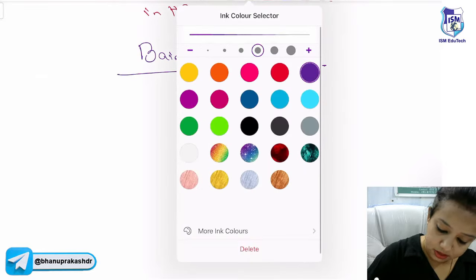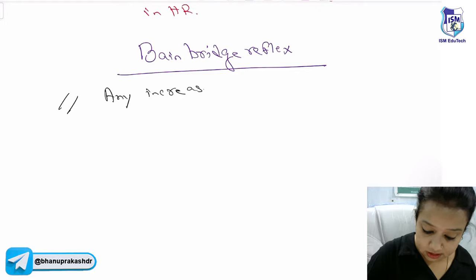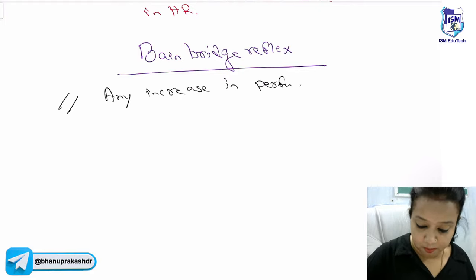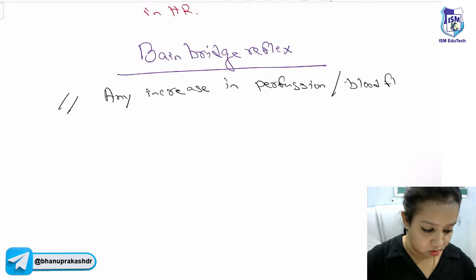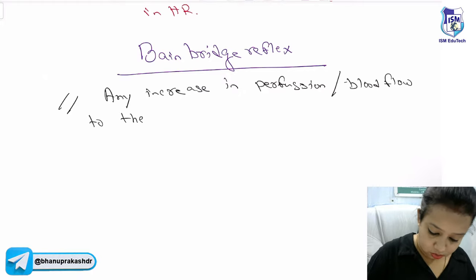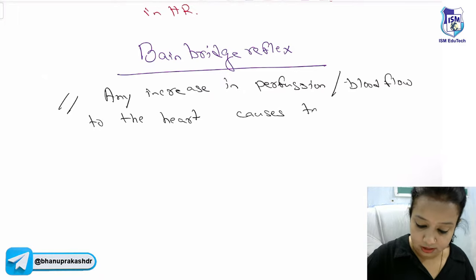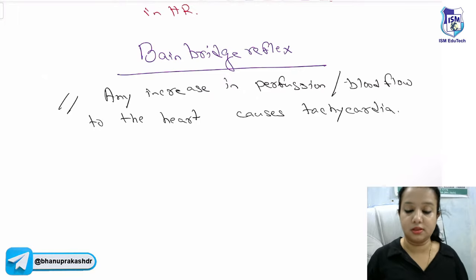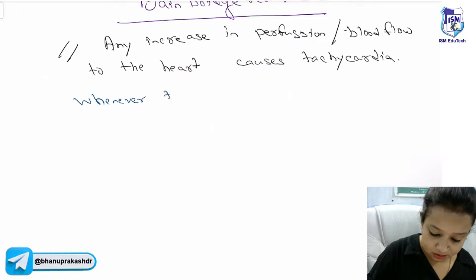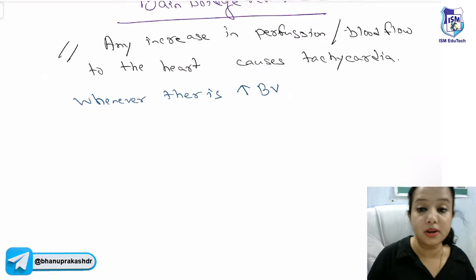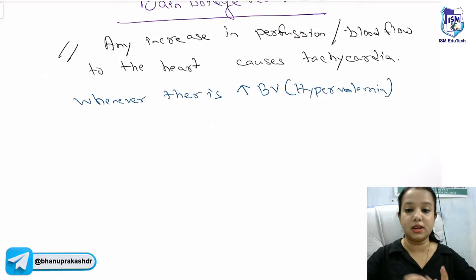Now, what is a Bainbridge reflex? Any increase in perfusion or blood flow to the heart causes tachycardia. So whenever there is increase in the blood volume, also called hypervolemia, like the volume of the blood has become more, it has increased.